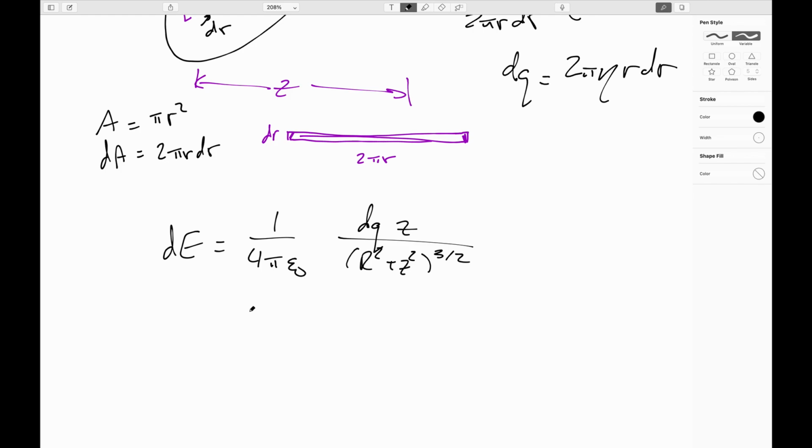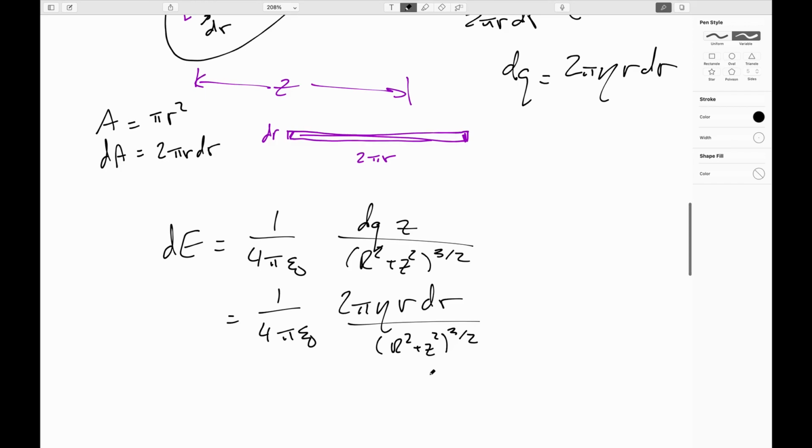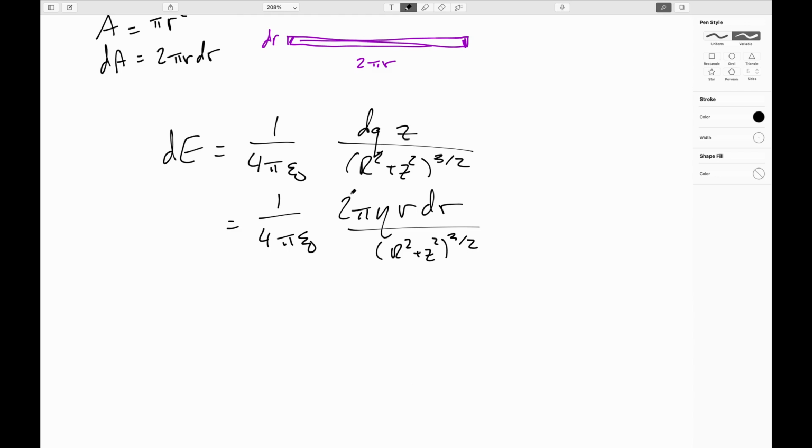So then we can go ahead and say E will be the integral, and then we'll put in that dq is this. So this becomes 1 over 4 pi epsilon naught, dq is 2 pi eta r dr over r squared plus z squared to the 3/2 power. So one small favor is we can cancel the 2 pi here, and be left with a 2 there.